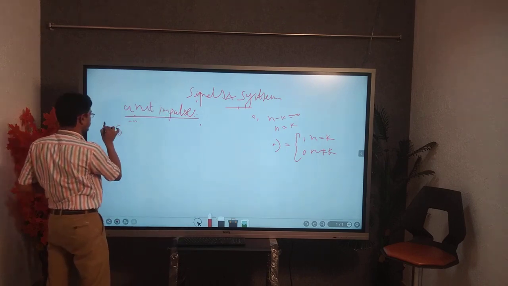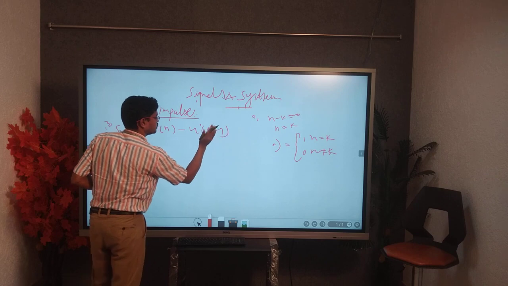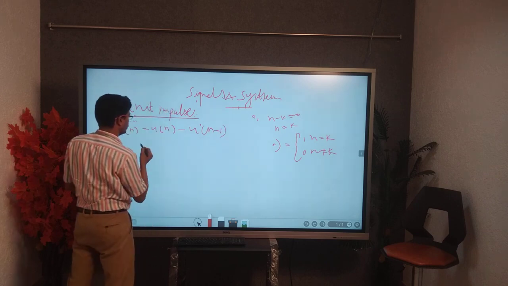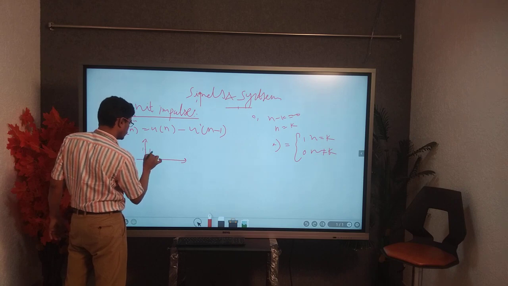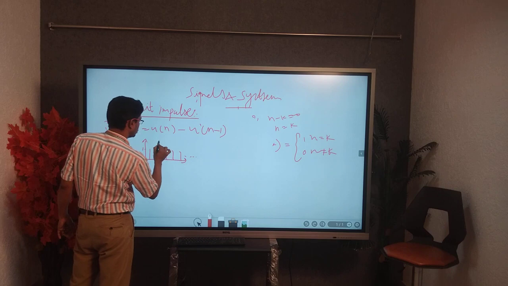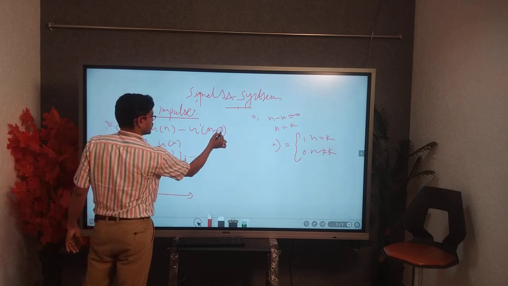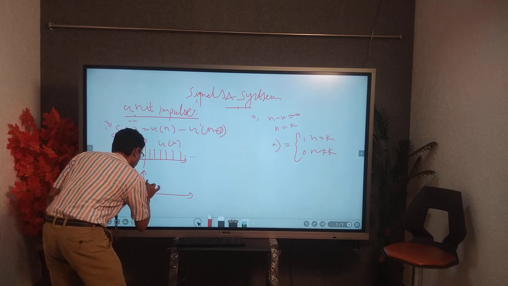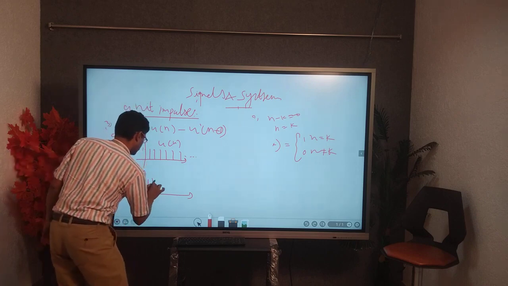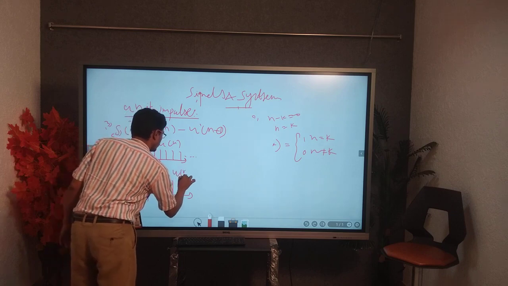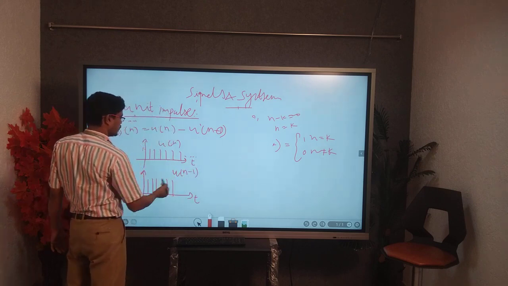The third one, δ[n] is equal to e[n] − e[n−1]. We know about e[n], that means unit step, 1 and so on. And another one is e[n−1], that means this is the shifted version, starting at 1 only, and at 0 it is not defined. This is the e[n−1] on the time axis, the shifted version of the unit step.